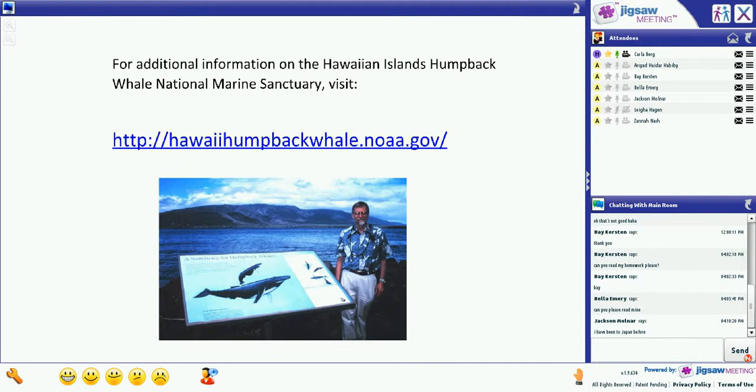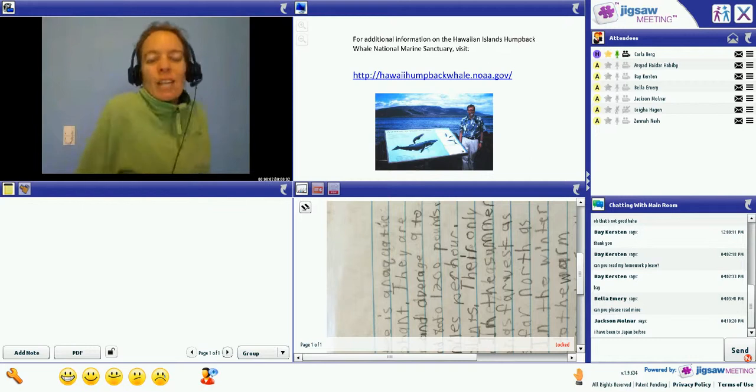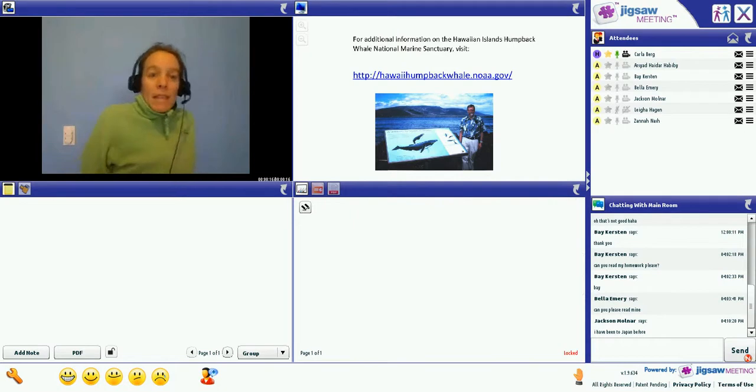All right, so that was my migration story to share with each of you. So hopefully you found that a little bit interesting. But one question that always comes up when we talk about migration is, that's great that the whales move around, or that the bats move around, or the zebras, but how do scientists know that the animals do this?